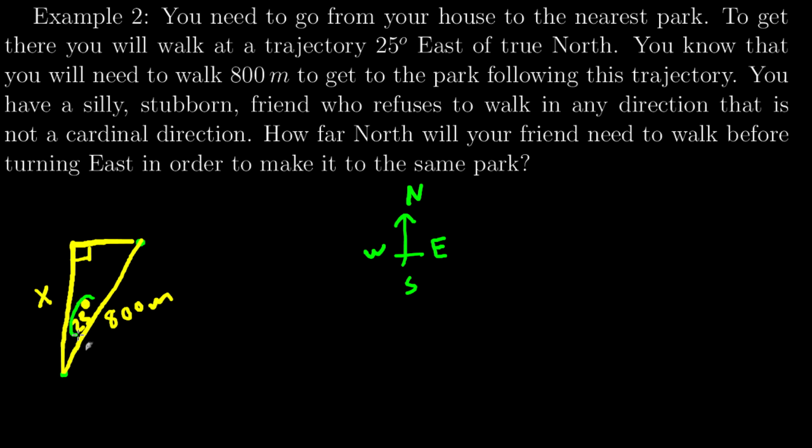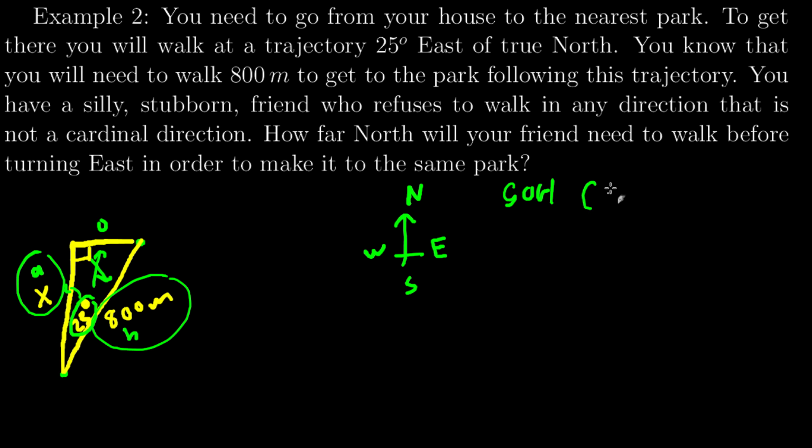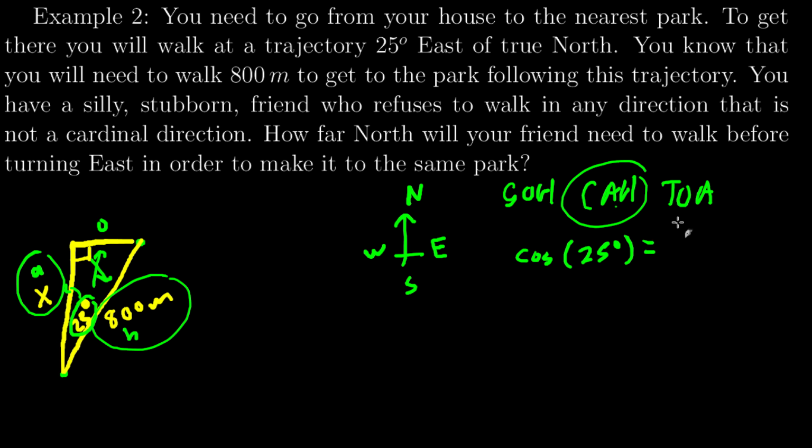So I have my angle. Here's the hypotenuse. There's the opposite. There's the adjacent. I have the adjacent and the hypotenuse, using SOH CAH TOA, A and H is that. So I will do the cosine of 25 degrees is adjacent over hypotenuse, so x over 800.